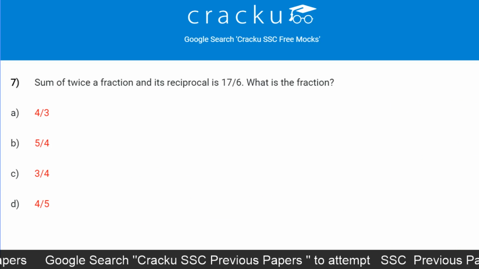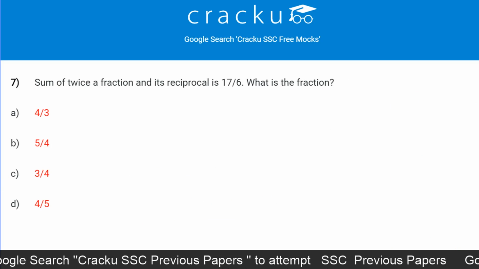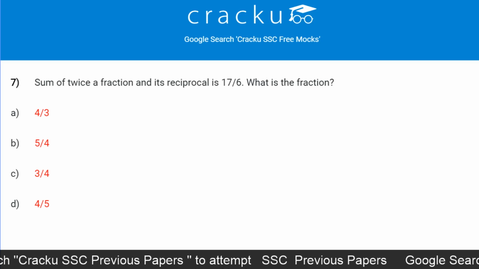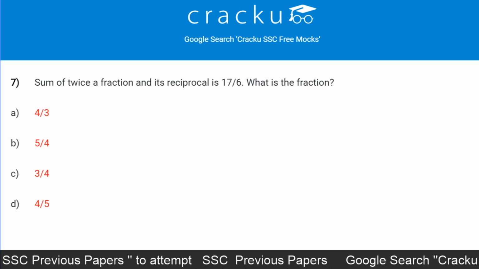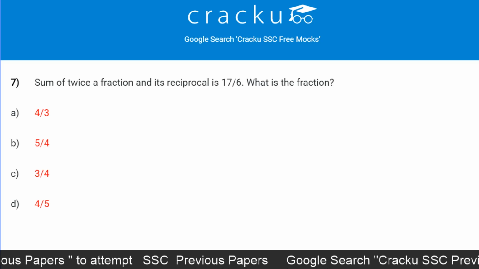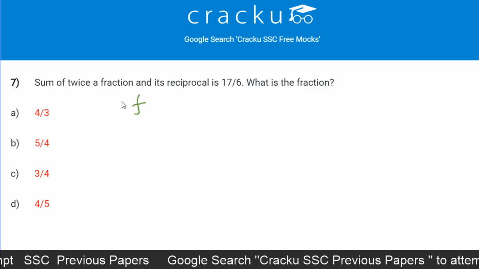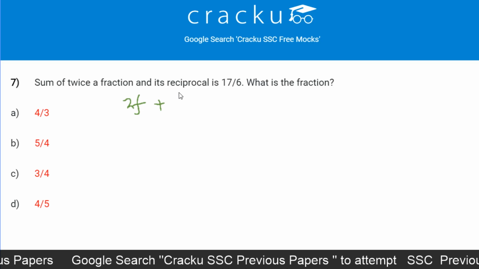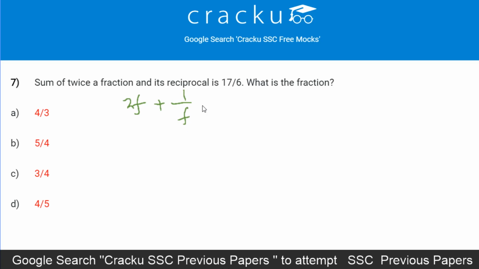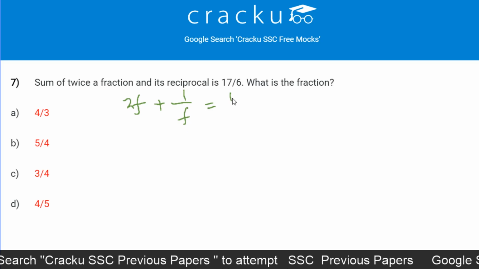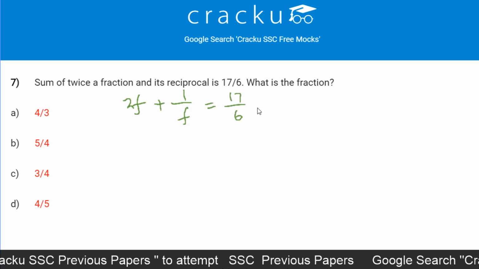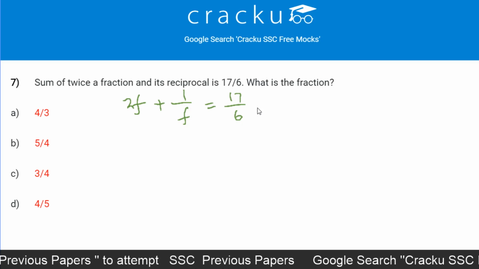Next question. Sum of twice a fraction and its reciprocal is 17 by 6. What is the fraction? Let us assume the fraction to be f. So sum of twice a fraction, that is 2 times f, plus its reciprocal, 1 by f, equals 17 by 6.